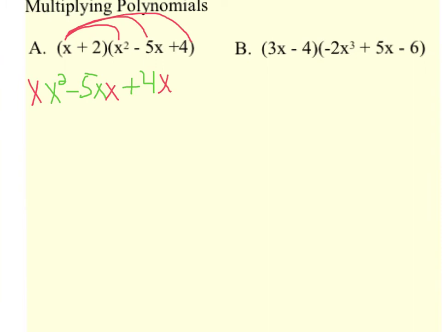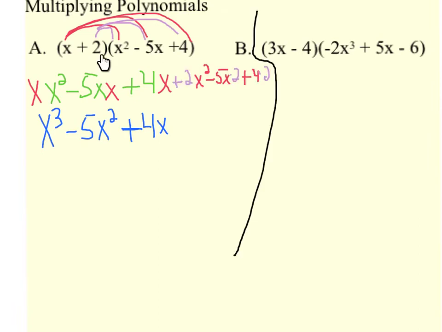So I'm going to say that this is x to the third minus 5x squared plus 4x. Okay, now what I need to do is distribute this 2. I need to distribute this 2 to each of these terms in the trinomial. So I'm going to multiply the 2 here, here, and here.